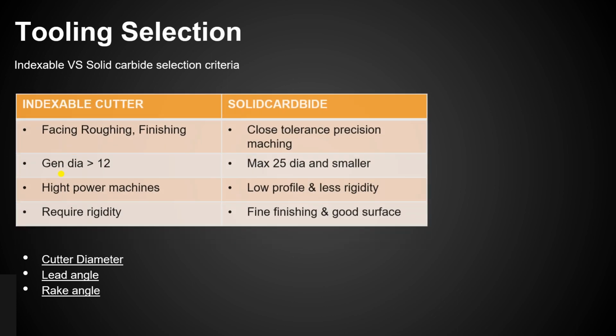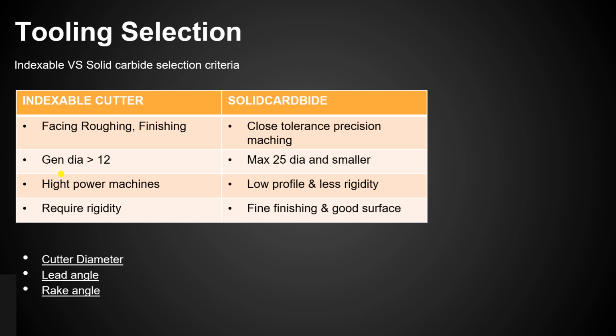Okay, so what is the major difference between the indexable cutter and solid carbide? Indexable cutter is mainly used for facing, roughing, and finishing, and the general diameter is approximately 12; it requires high power machines and rigidity. Solid carbide is for close tolerance precision machining, and we mainly use solid carbide in finishing. The tools come with a maximum 25 diameter and smaller also. Low profile and less rigidity, fine finishing and good surface.